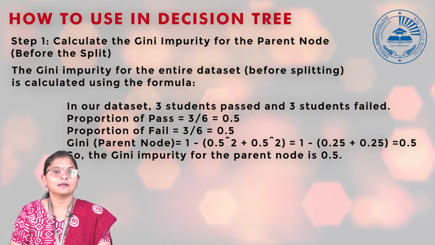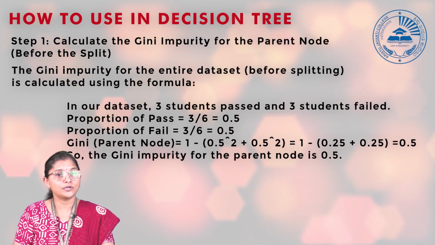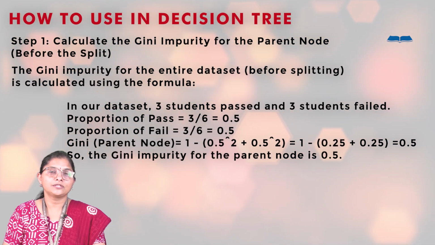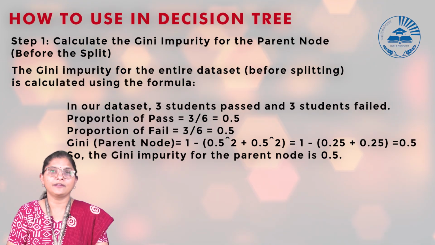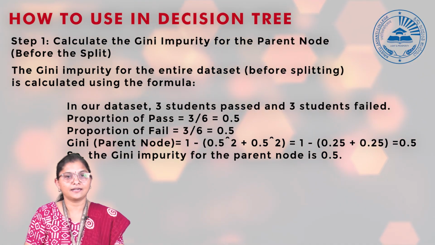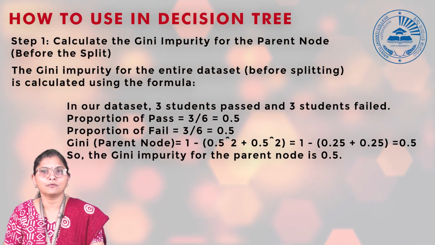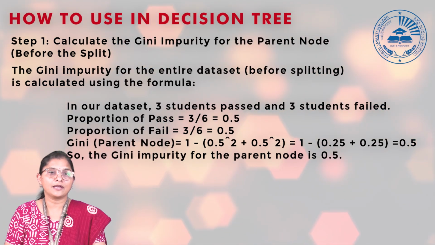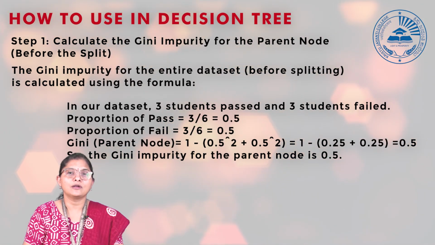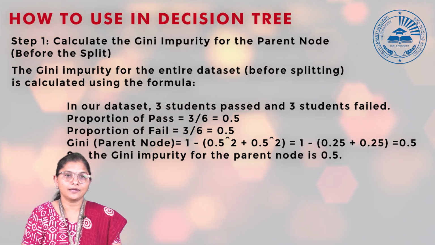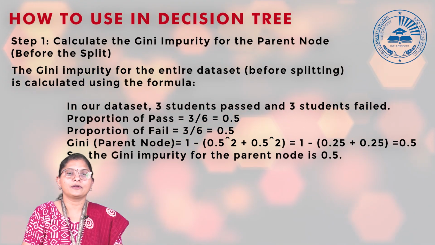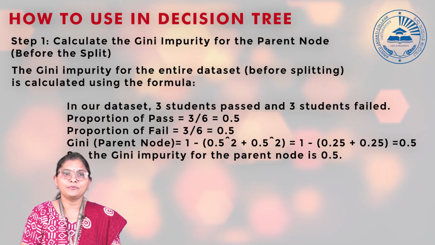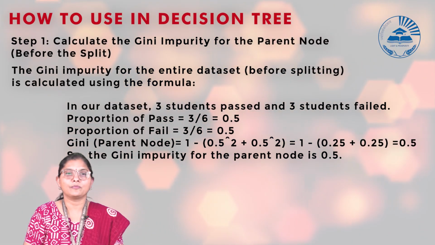3 is the number of students in the pass class, and 6 is the total number of students. So 3 by 6 equals 0.5, and the proportion of the fail class is also the same, 3 by 6 equals 0.5. Now the Gini measure for the parent node is equal to 1 minus (0.5 squared plus 0.5 squared). So we will get the value 0.5. So the Gini impurity for the parent node is 0.5.